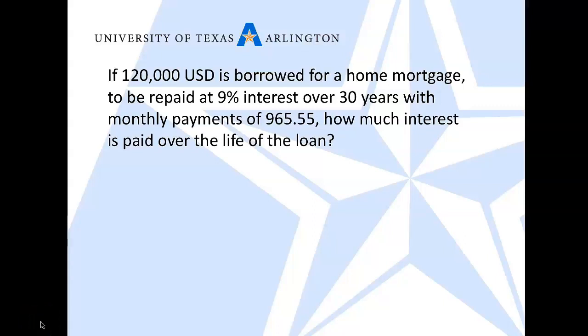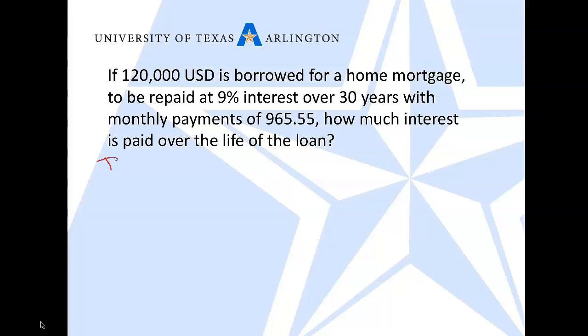Consider this ordinary annuity problem. If $120,000 is borrowed for a home mortgage to be repaid at a 9% interest rate over 30 years with monthly payments of $965.55, how much interest is paid over the life of the loan?